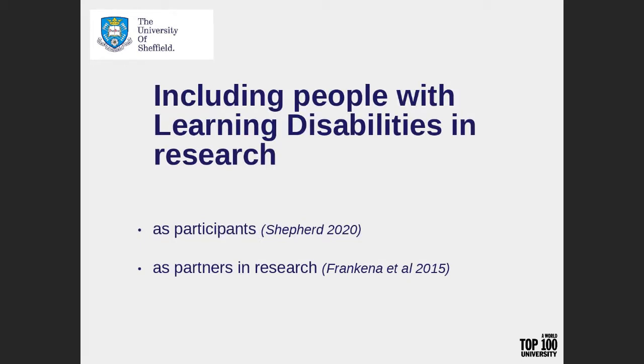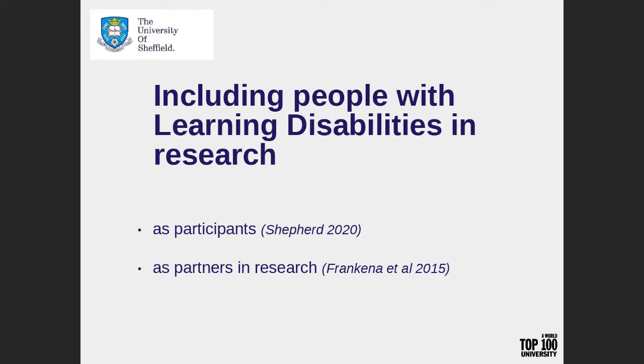So including people with learning disabilities in research is seen as challenging for a number of reasons. It may be that people with mild learning disabilities may not be using services, so they're very difficult to identify as a population, whereas people with more severe disabilities might be hard to recruit because of their communication needs, for example.